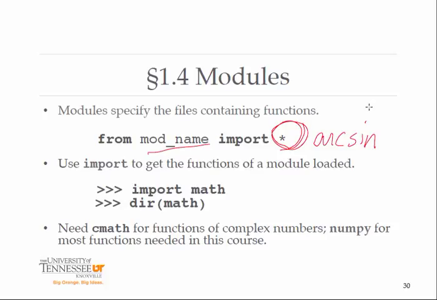In the interpreter, you can see what's available in the math or any module by executing this particular function called dir, or directory, and you would see all the names of the functions that are available.